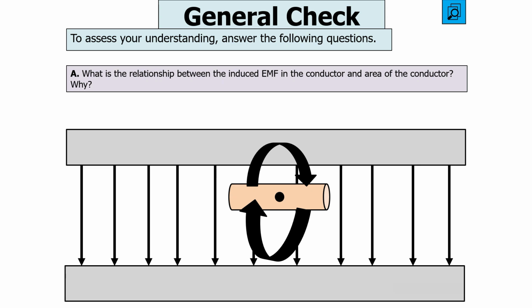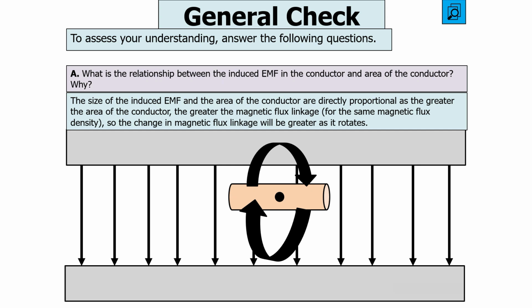What is the relationship between induced EMF in the conductor and the area of the conductor, and why? Well, the size of the induced EMF and the area of the conductor are directly proportional, as the greater the area of the conductor, the greater the magnetic flux linkage for the same flux density, so the change in magnetic flux linkage will be greater as it rotates.